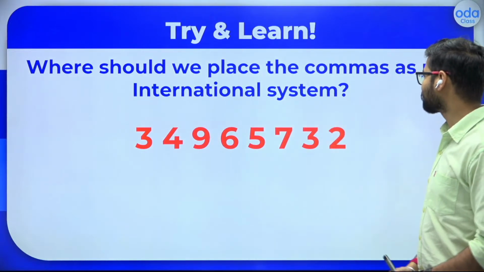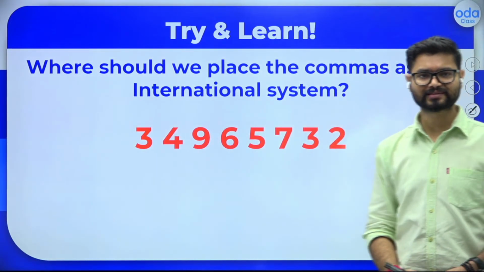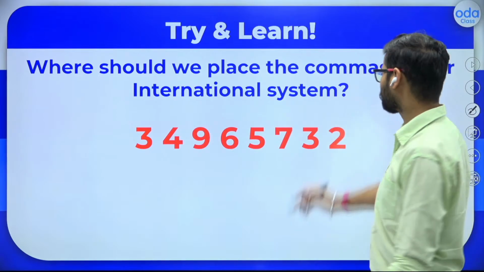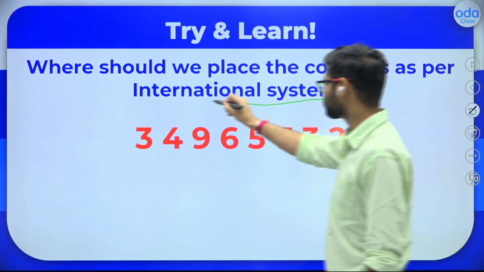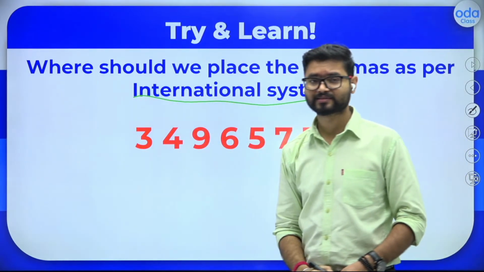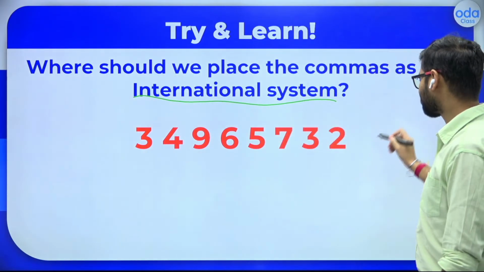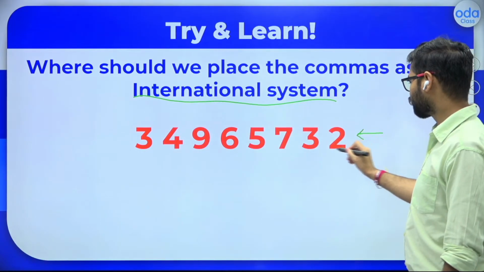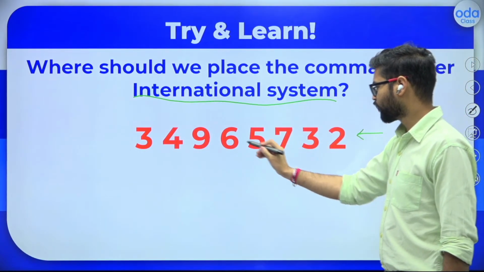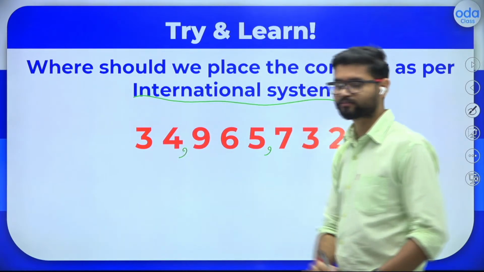So where should we place the commas as per the international system? Simple question. In the international system, we put the commas after every 3 digits, starting from the right hand side. So we have 1, 2, 3, comma. That is how we can put commas.